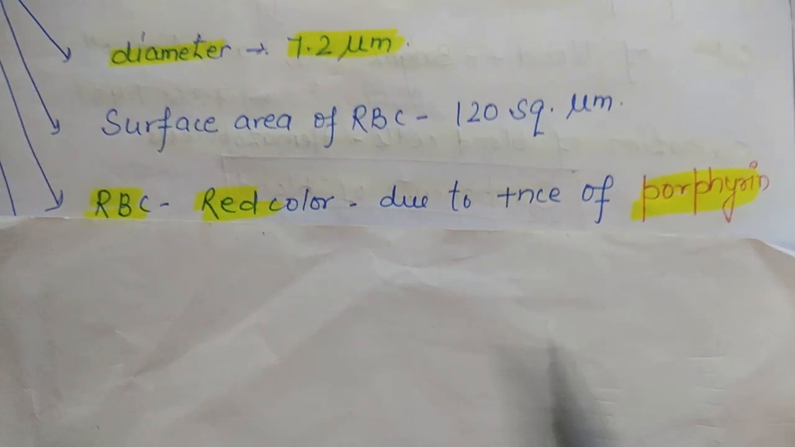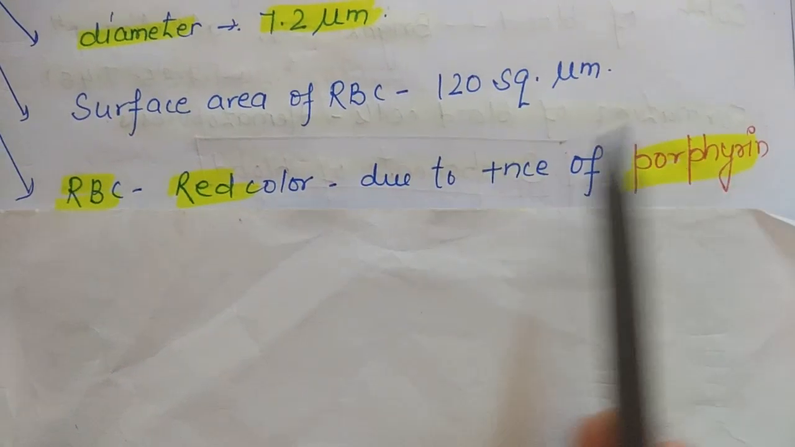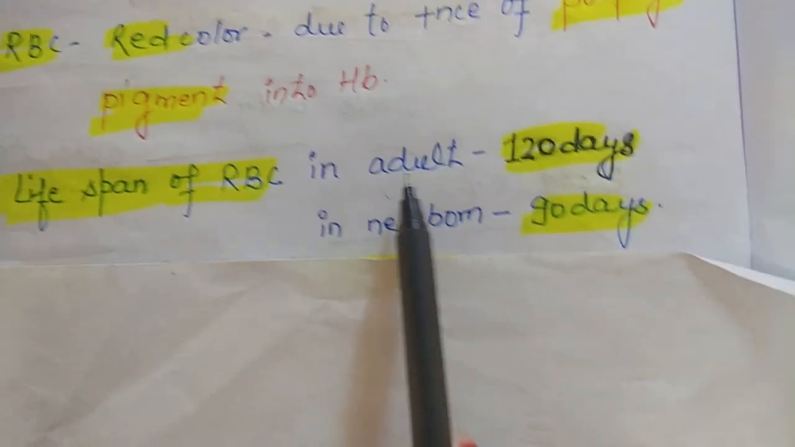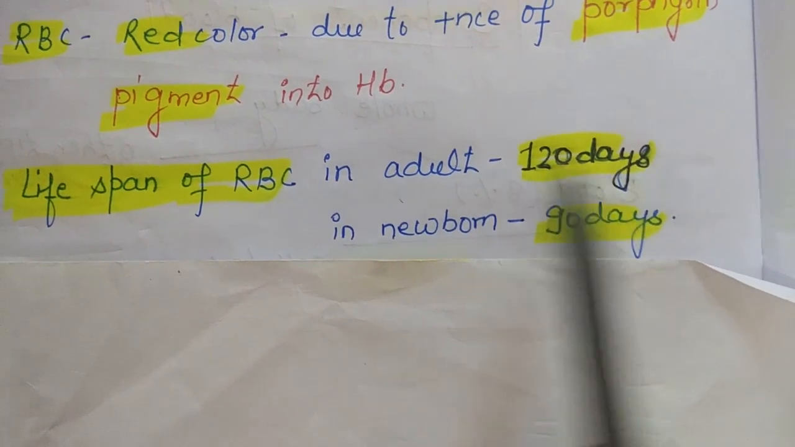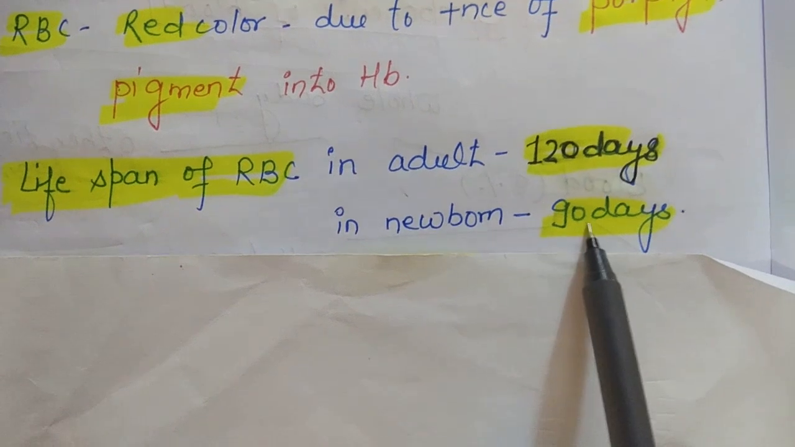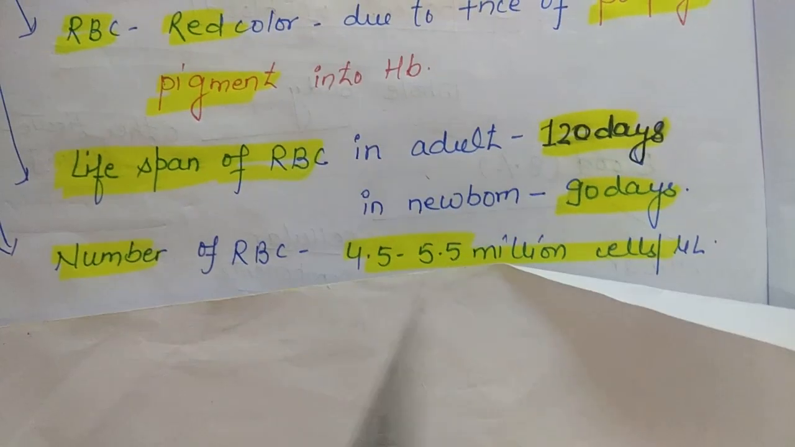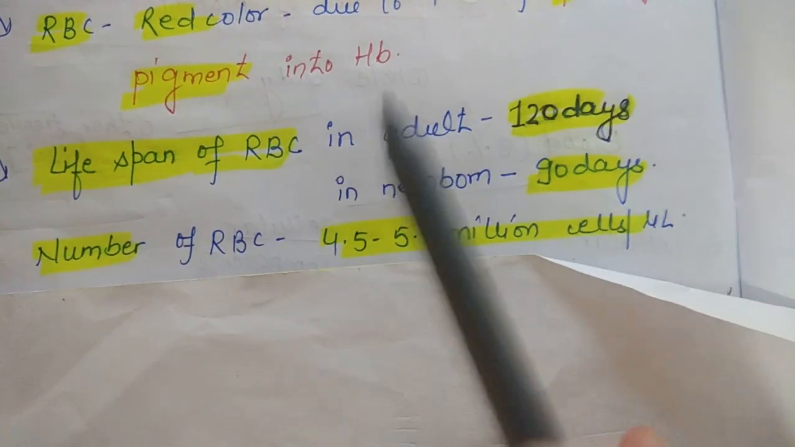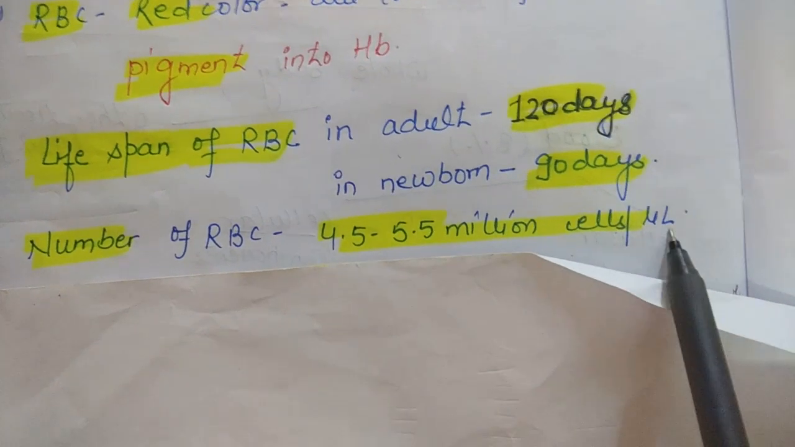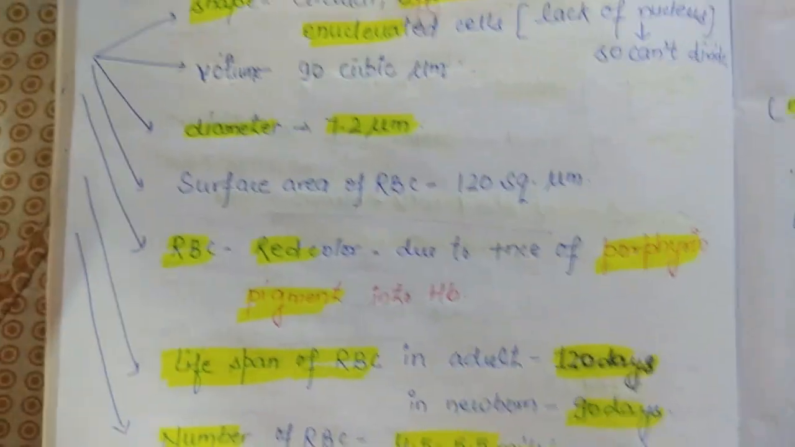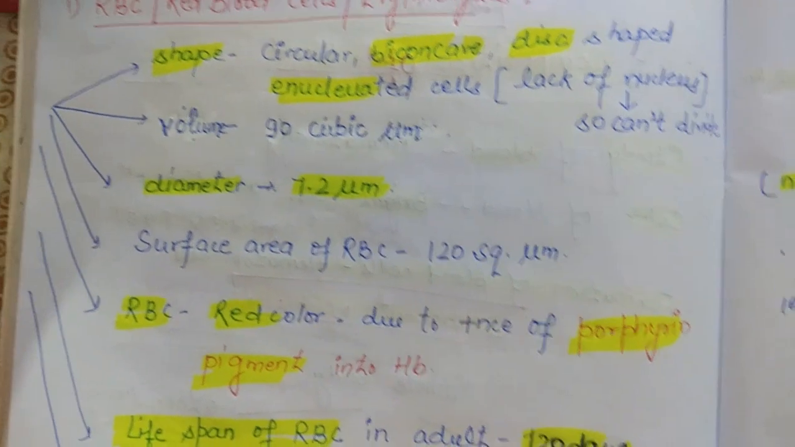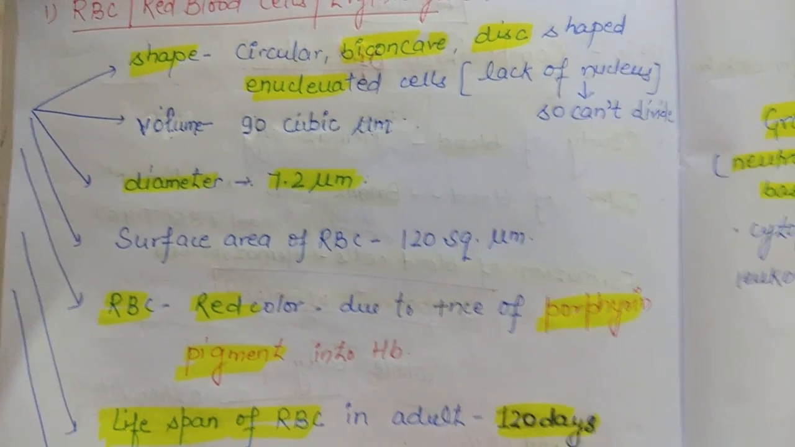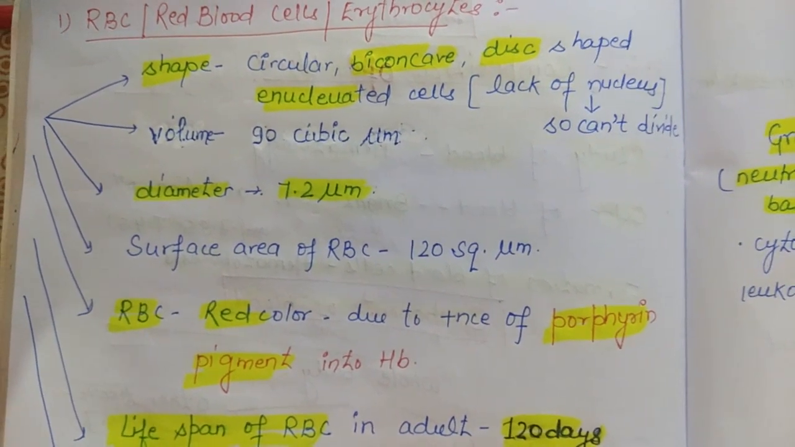RBCs are red in color because of the porphyrin pigment present in the hemoglobin. The lifespan of RBC in the adult is 120 days and in the newborn is 90 days. Next point, the number of RBCs present in the blood is 4.5 to 5.5 million cells per microliter. So this was related to the RBC. We will discuss in the next class how the blood cells are formed.